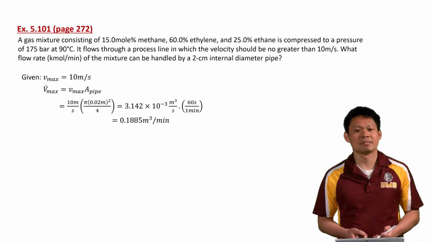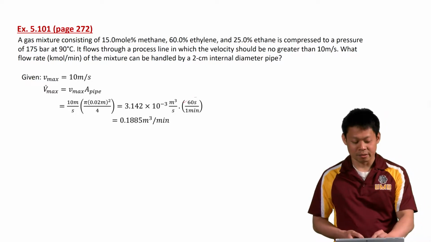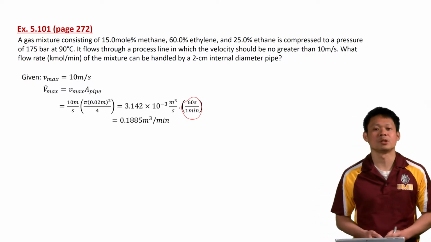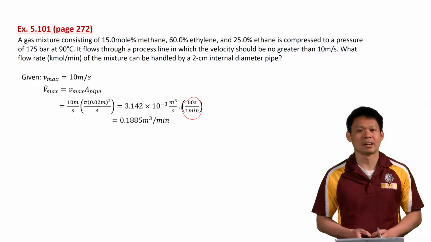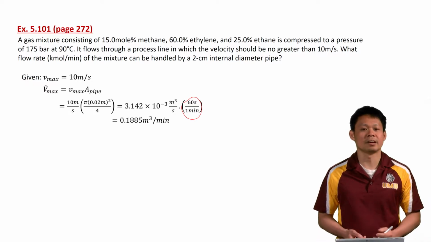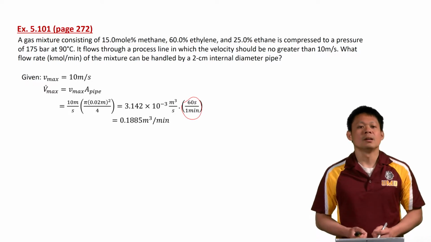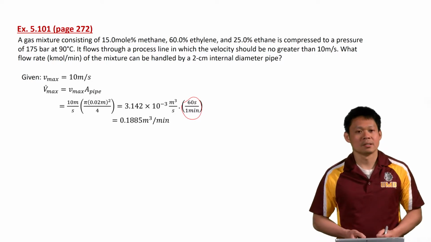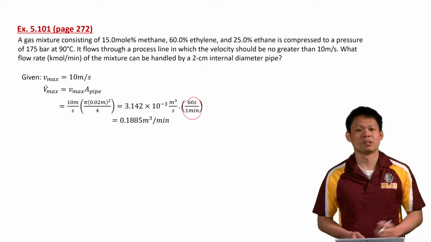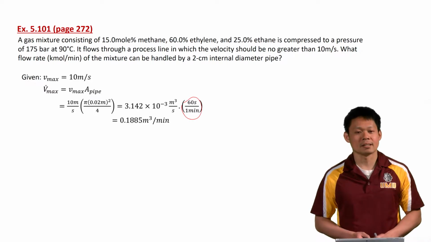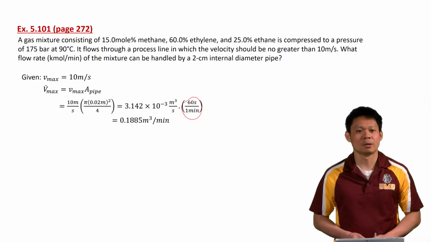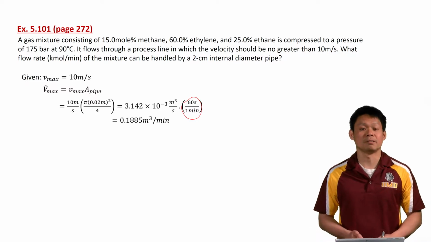And once we have that, all I'm doing down here is converting from meters cubed per second to meters cubed per minute. Now I have the maximum volumetric flow rate allowable in this pipe as 0.1885 meters cubed per minute. We want to know the molar flow rate, so kilomoles per minute. We have the volumetric flow rate. We need to convert between V to N, which means we need our specific molar volume, V hat. Because we cannot assume the ideal gas, we now need to use a non-ideal equation of state. We're going to do it using the compressibility factor equation of state.